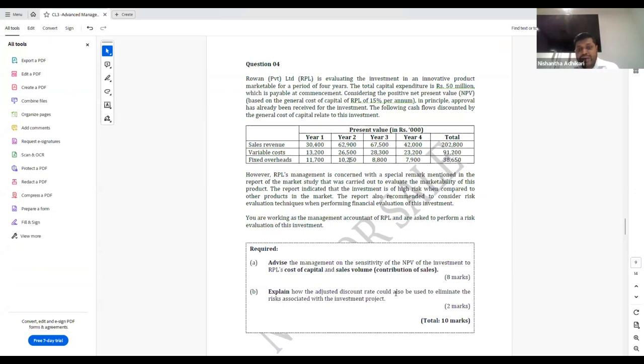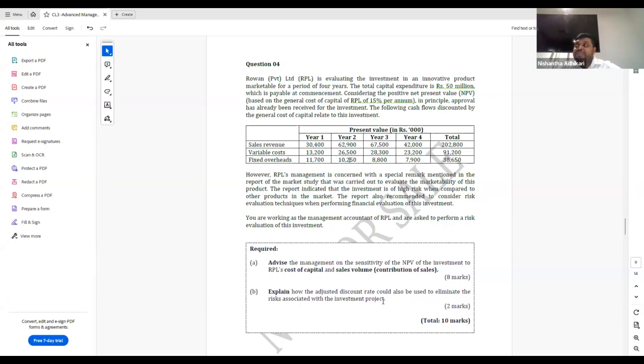Explain how the adjusted discount rate could also be used to eliminate the risk associated with the investment in the project. Now, if you have a higher risk project, when the risk is high, you will expect a higher return on investment. That means your required rate of return will go up, in order to compensate for your risk. That means cost of capital will go up.